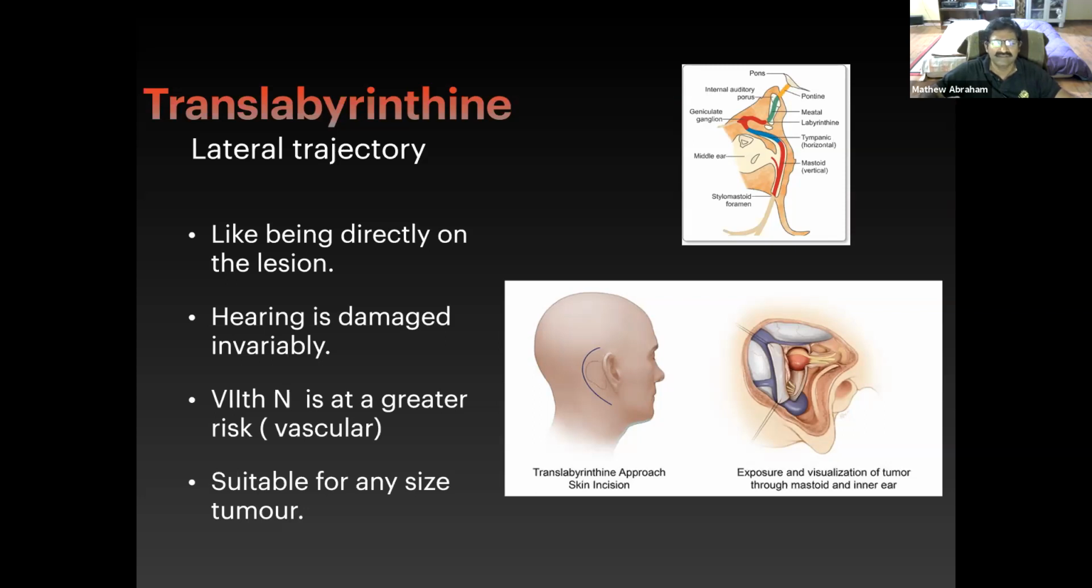At the same time, the seventh nerve is at a greater risk. Statistically, the seventh nerve risk is higher. Why? Because this is the entire course of the seventh nerve. You have the pontine or the cisternal portion, then the meatal portion, the labyrinthine portion, tympanic and mastoid. You have to expose most of this, almost the entire seventh nerve, during this process. The tympanic portion is perhaps the most vulnerable as far as the vascular supply is concerned, and the nerve risk may perhaps be higher.